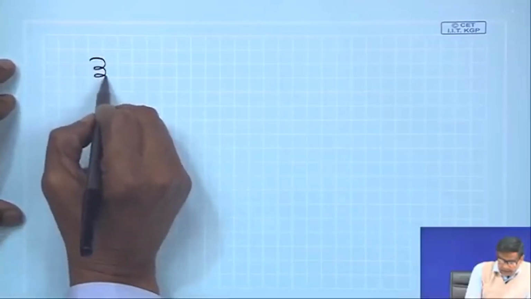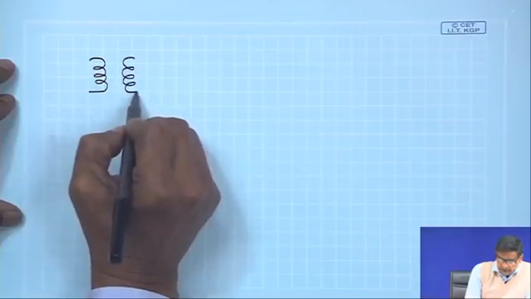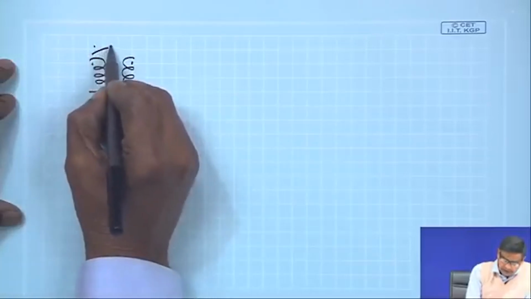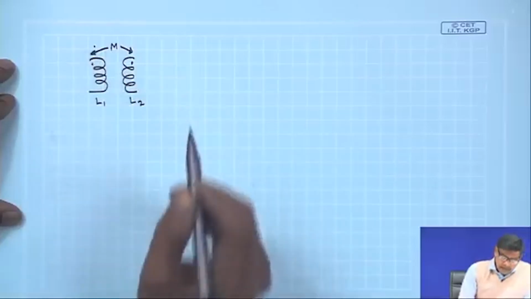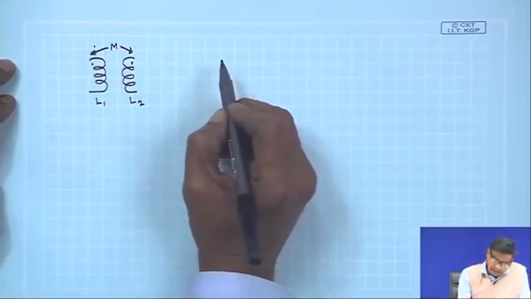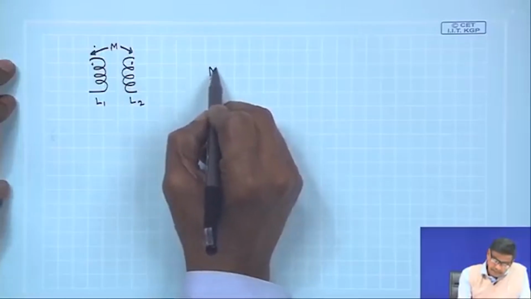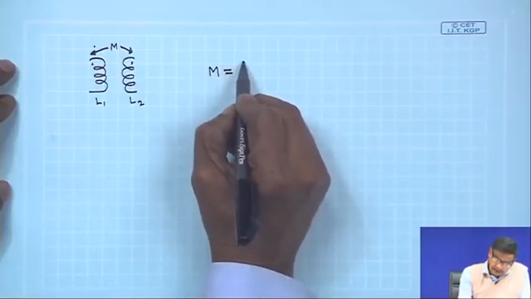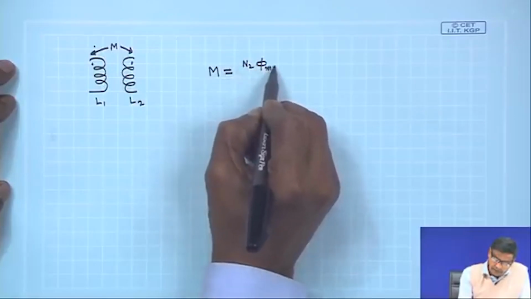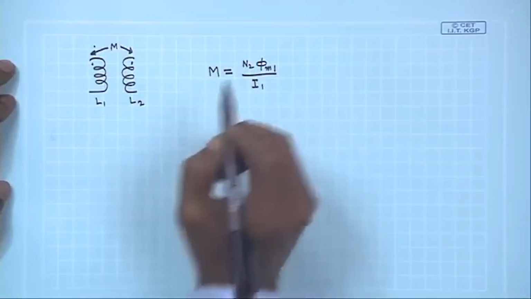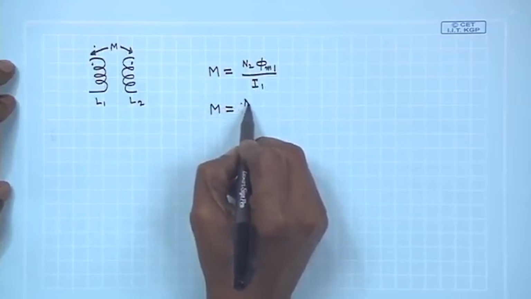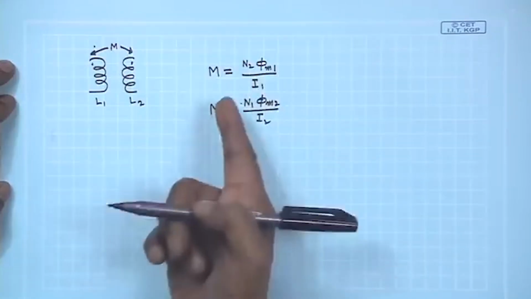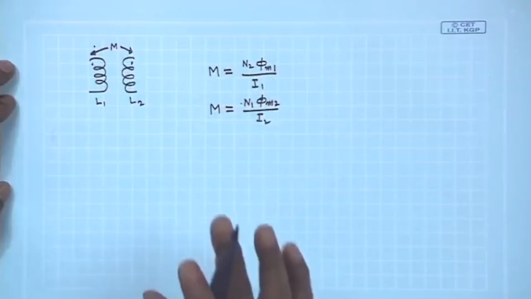recall that these are the two coils, having inductances L1, L2, and this is the mutual inductance M. And we know that M, I can write as N2 phi M1 by I1, and this M is also the same as N1 phi M2 by I2, when the first coil is carrying some current, flux linkage per unit ampere, and so on.